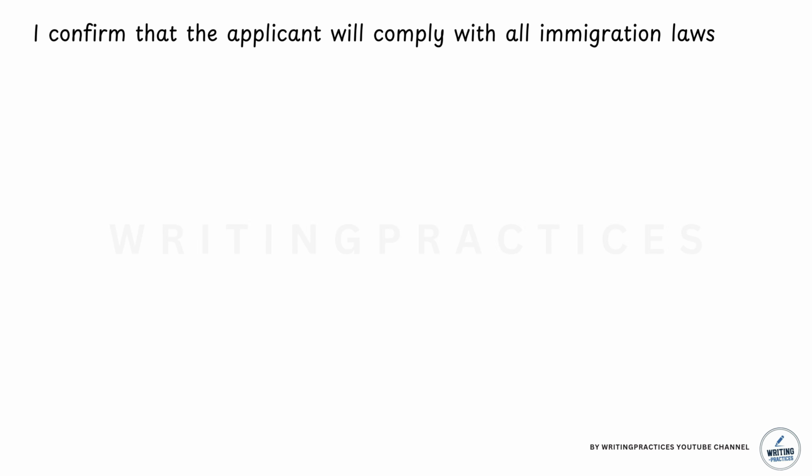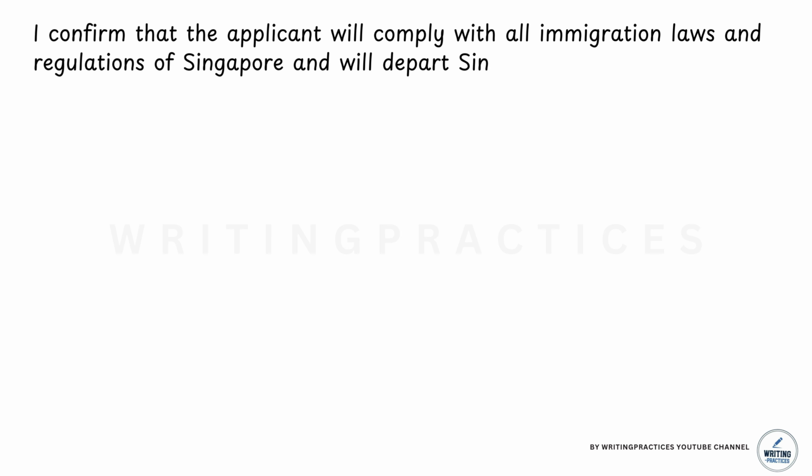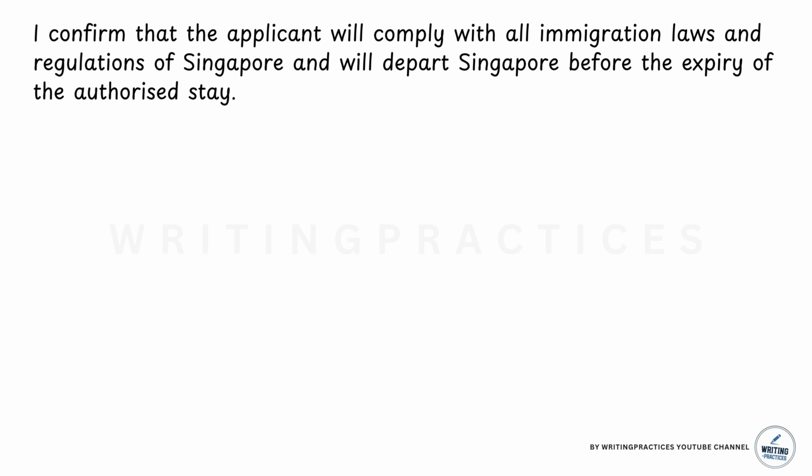Immigration compliance statement. Next, include assurance of compliance. Example, I confirm that the applicant will comply with all immigration laws and regulations of Singapore and will depart Singapore before the expiry of the authorized stay. This statement shows that both the inviter and applicant understand Singapore's immigration rules. It reassures immigration officers that the visit is temporary. This is important because visa officers assess the likelihood that the visitor will leave Singapore on time.